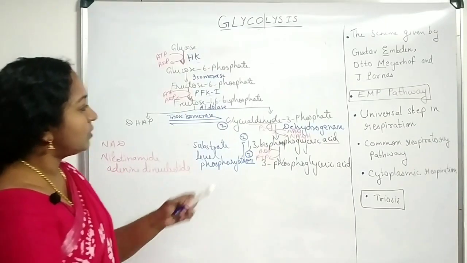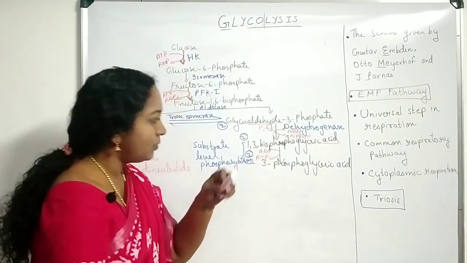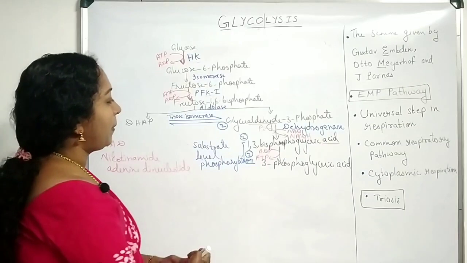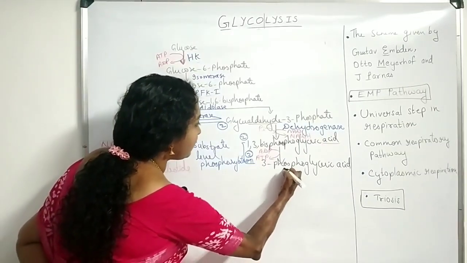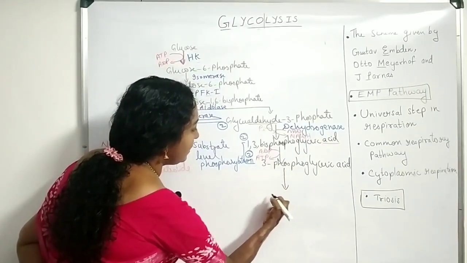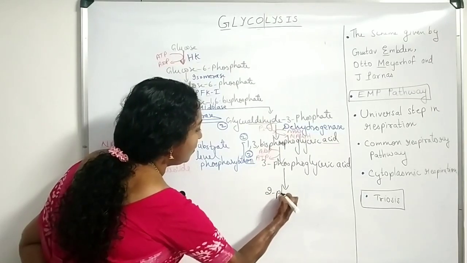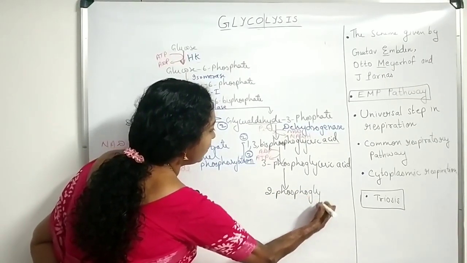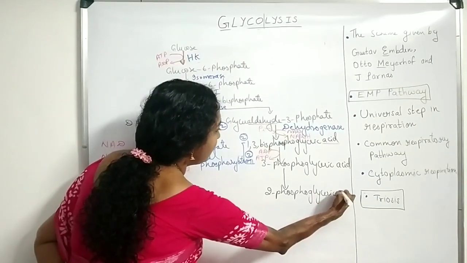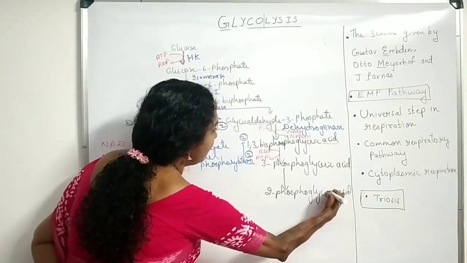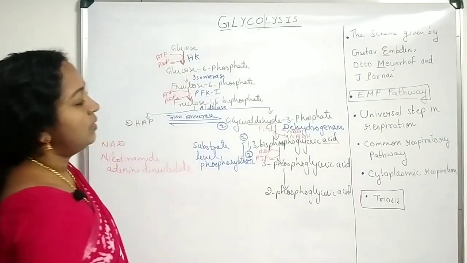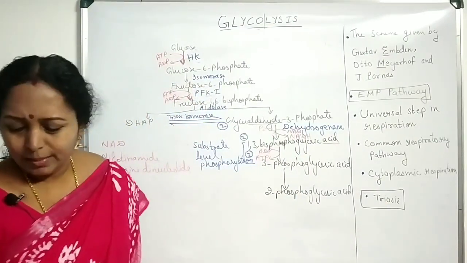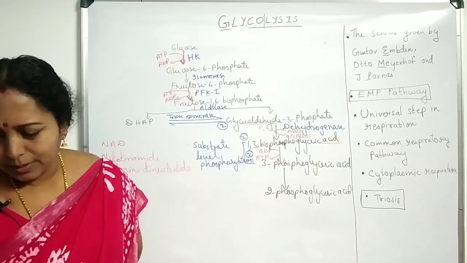So 1,3-bisphosphoglyceric acid is converted to 3-phosphoglyceric acid. Now the story goes on. What happens next? This is getting converted to 2-phosphoglyceric acid. Again you see these 2, there is only a change in the position. So this is just a matter of positional isomerization.